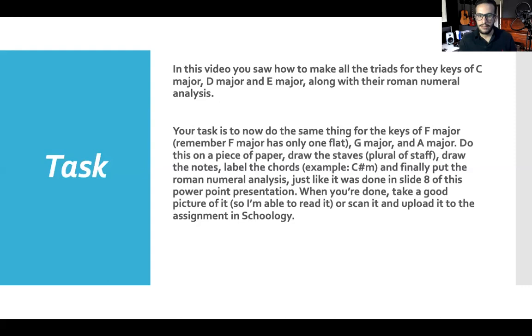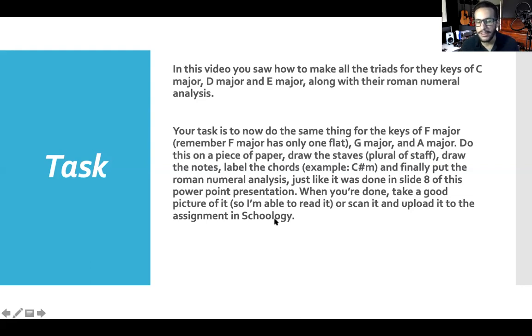Let me go back to the task right here. Okay, so let me just write it again. Your task is to now do the same thing for the keys of F major, G major, and A major. Do this on a piece of paper. Draw the staffs, just in case. This staffs with VES is the plural of staff. Draw the notes, label the chords, for example, C sharp minor, and finally put the Roman numeral analysis, just like it was done in slide 8 of this PowerPoint presentation. When you're done, take a good picture of it so I'm able to read it, or scan it and upload it to the assignment in Schoology.